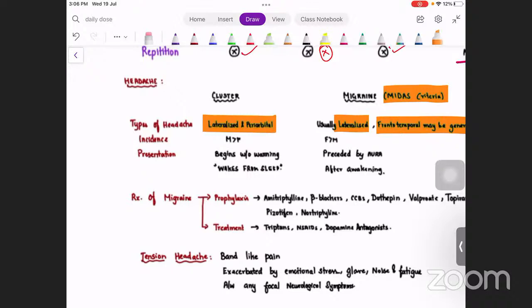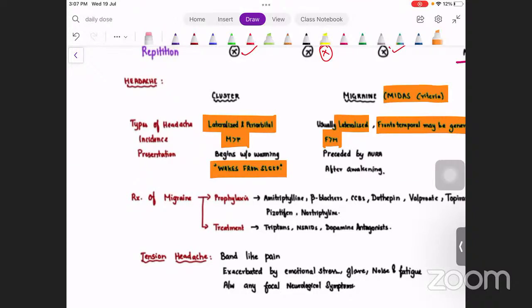Apart from that, incidence is more common in males with cluster headache, while migraine is more common in females. Presentation begins without any warning. Even during sleep, the patient may wake up from sleep because of the headache and cannot sleep. This is a typical one: wakes up from sleep due to headache. You may see it in the cluster headache.